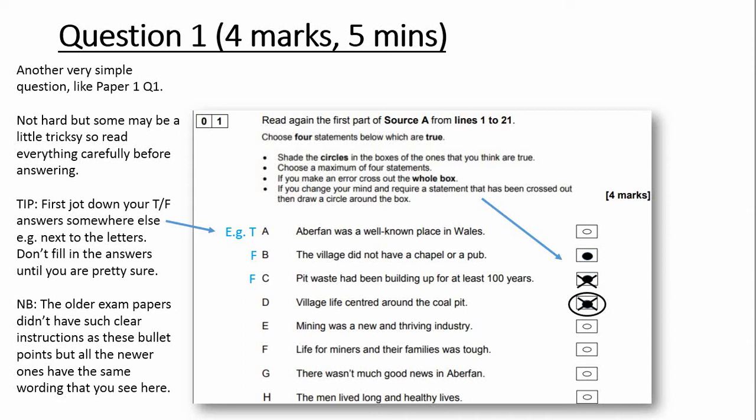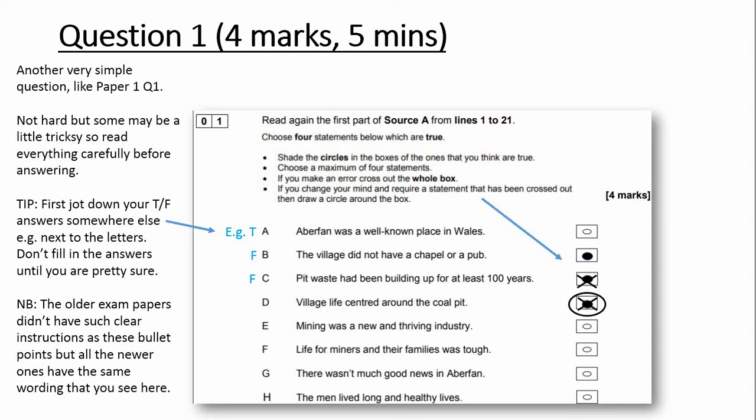Now, one final note is the older exam papers that we may use for practices, and indeed this particular paper, don't have such clear instructions as these ones on the bullet points on the question, because these were actually changed in response to some students getting confused about the way the question was worded. So, for that reason, you'll see that the wording of this question on my slide here differs slightly from the one on the question paper if you've printed the question paper out. But anyway, that doesn't matter. The point is, when you do the real exam, it will be worded like this.